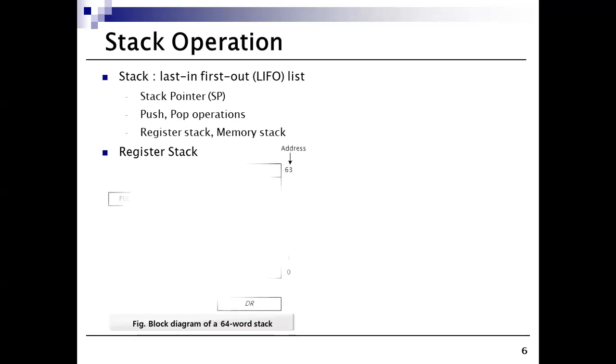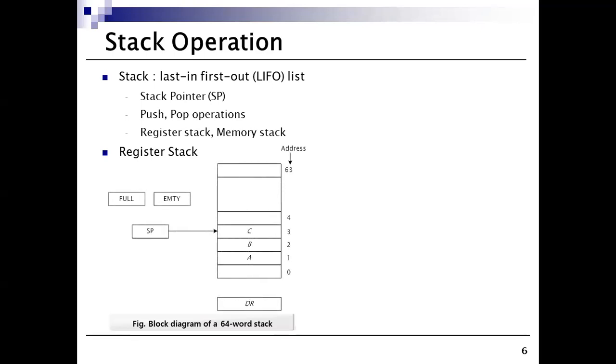So this is the example of a 64-word stack. These are the 64 words which have addresses from 0 to 63, right? So 0 is the first location, 63 is the last location. This sequence of 64 words, I am now referring to as a stack. We call this a register stack.